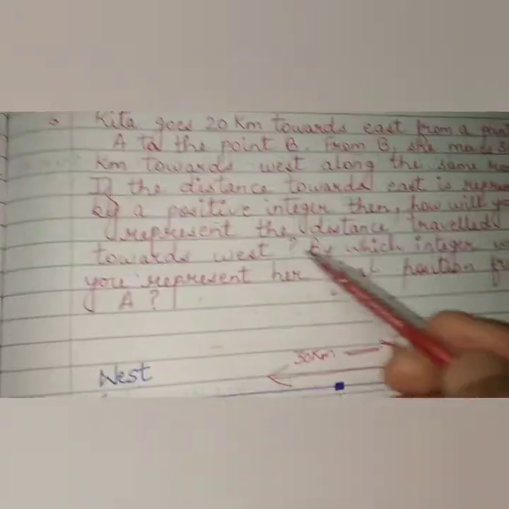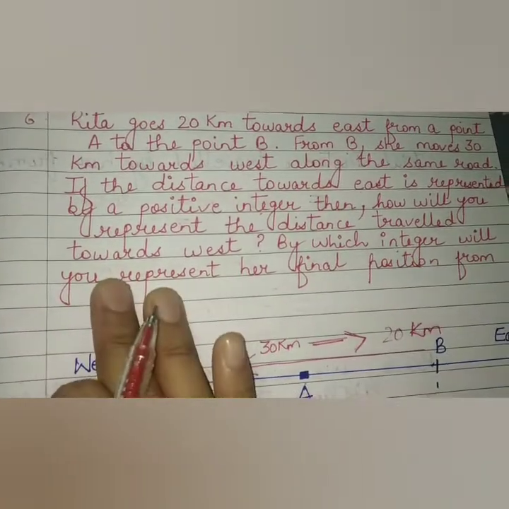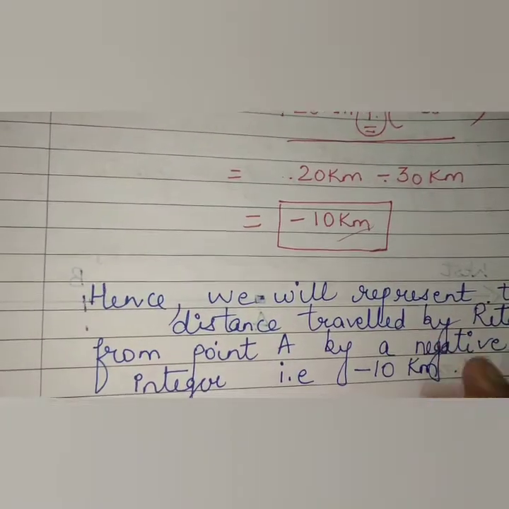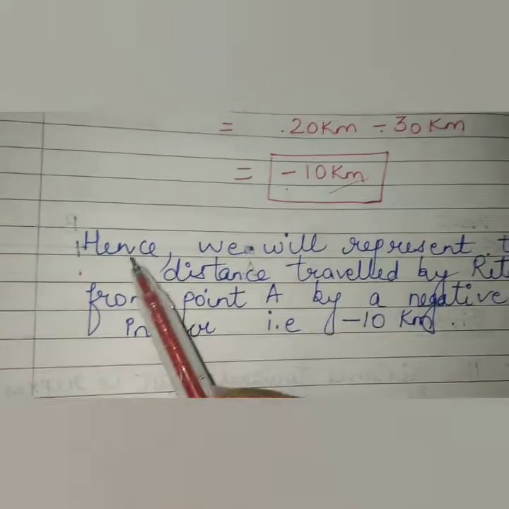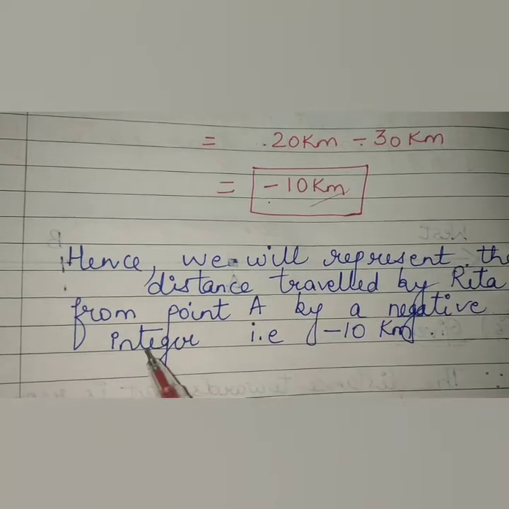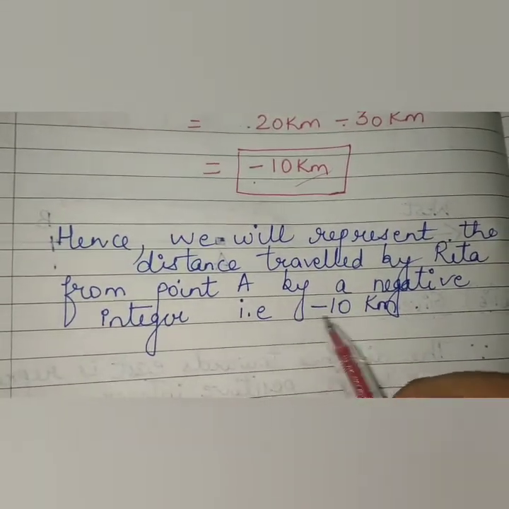One more thing they have asked: by which integer will you represent her final position from A? So we will write the answer like this. Since we got the answer as a negative integer, hence we will represent the distance traveled by Rita from point A by a negative integer, that is minus 10 kilometer.